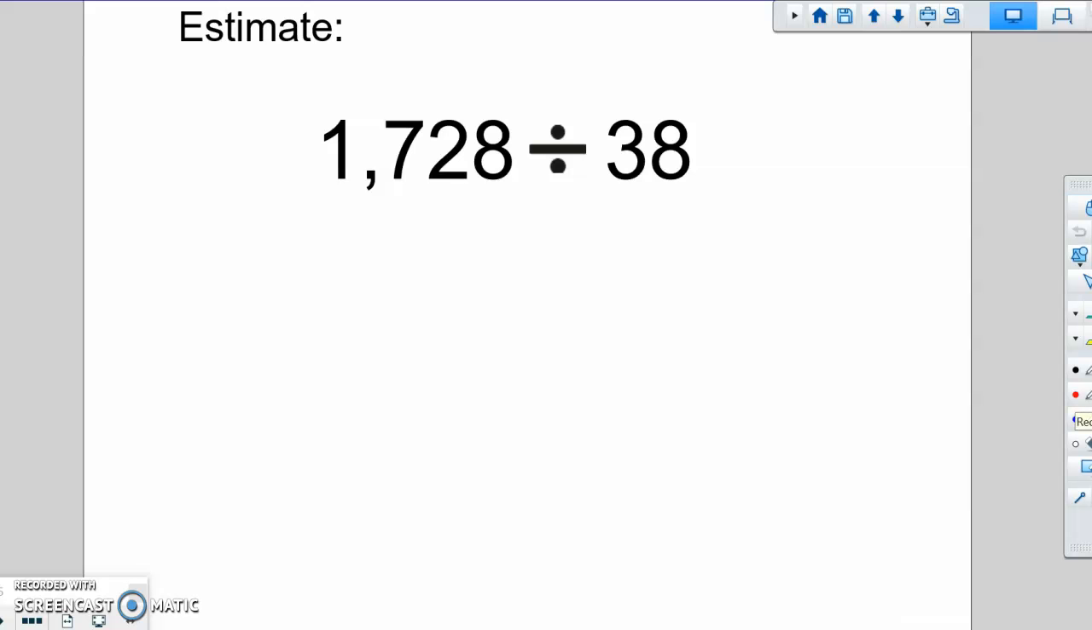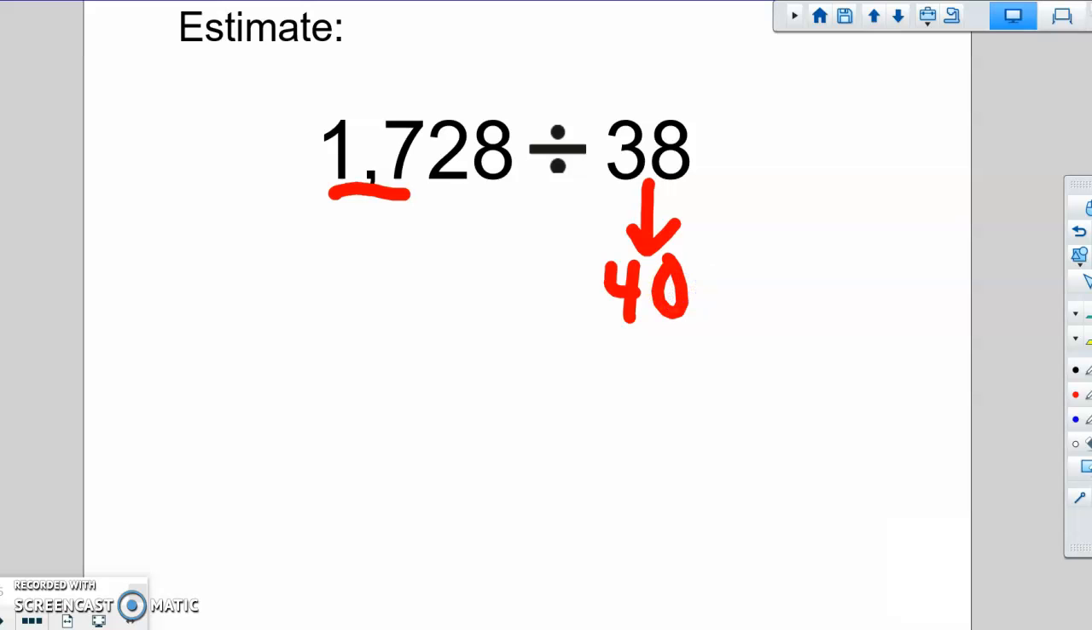All right, so the last concept that we're going to look at today is a little bit of a review. We did do this in chapter 1, but estimating quotients. So the very first step that we need to do when we're estimating a quotient is underlining the first 2 digits in your dividend. So I'm going to underline 1 and 7 here. The next step, you are going to round your divisor. So I'm going to change 38. I'm going to round it to the nearest 10, round that up to 40.